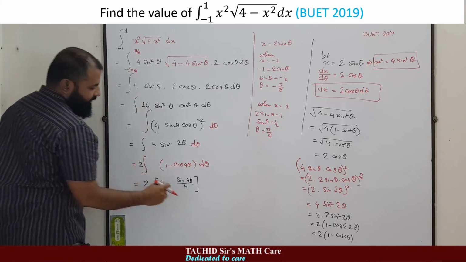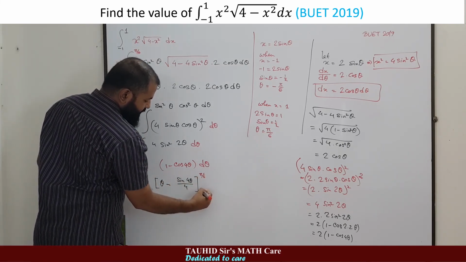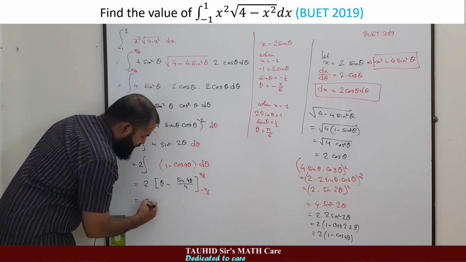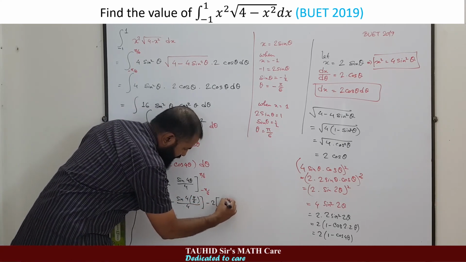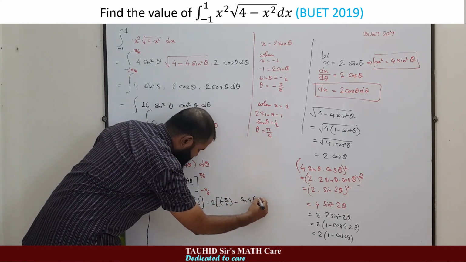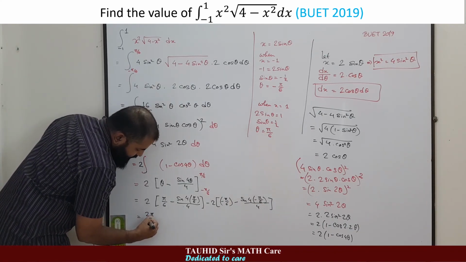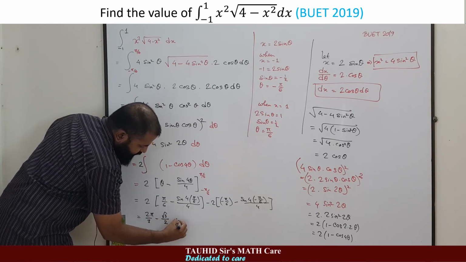So finally we will put these limits: upper limit is pi by 6 and lower limit is minus pi by 6, and now we will put this value here. The final answer is 2 pi by 3 minus root 3 by 2. This is our answer.